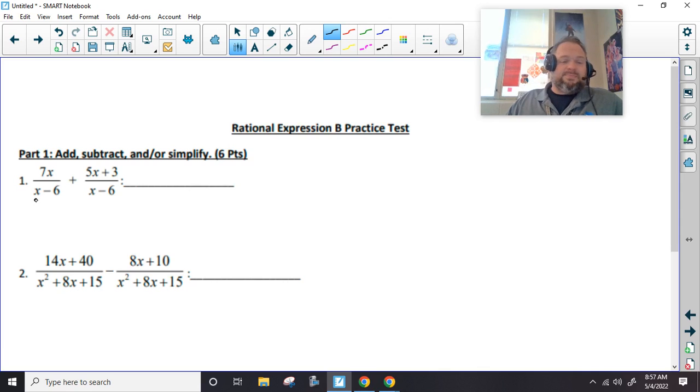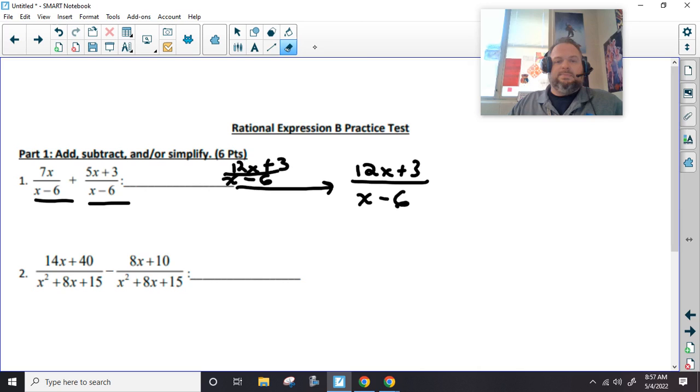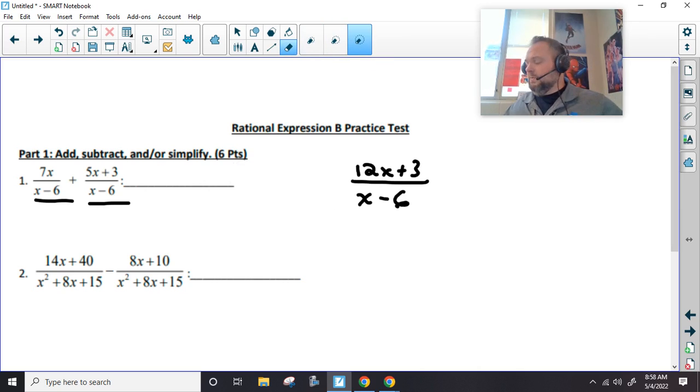So the denominators are the same. We just combine what's on top. Let's see. 7 plus 5 is 12, plus 3. I'm going to rewrite that because that looks like my third grade self wrote it. Okay. All right. Now, this one won't simplify any. If we tried to, it just wouldn't happen.